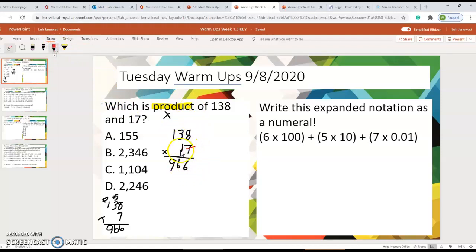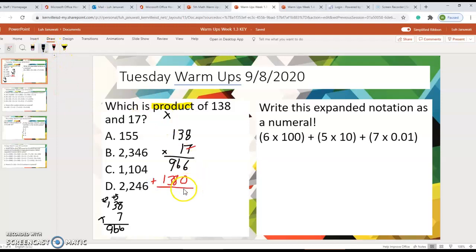Now I need to do 138 times 10, or times 1 here, and I just write my 0 here because it's times 10. So it's pretty straightforward. 138 times 1 is 138. So I write 8, 3, and 1, and I add the 2 numbers.